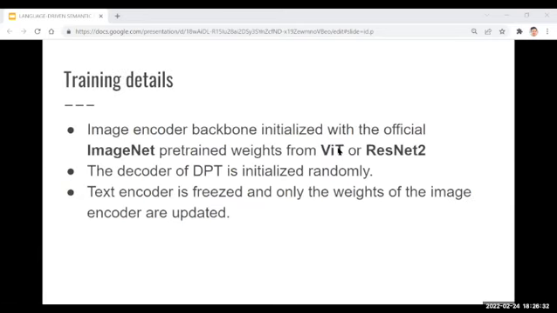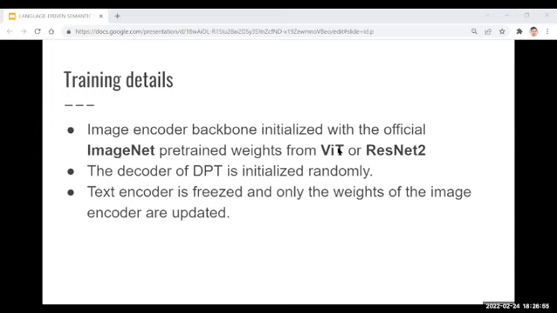Now, talking about the training details. For the training details, the weight initialization is important. So weight initialization for the encoder backbone is done using ImageNet pre-trained weights from ViT or from ResNet.